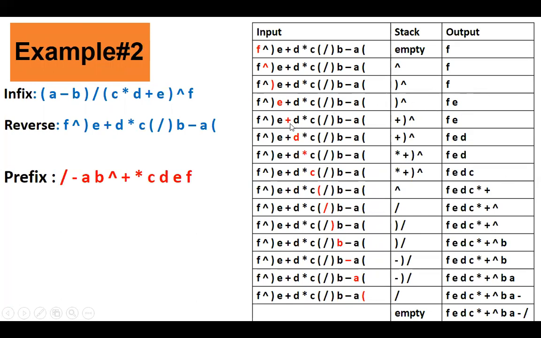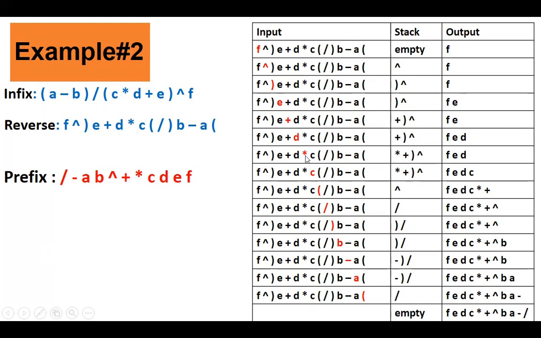Next, what you read is an operator, that is plus, right? Now, what is on the top of the stack? Top of the stack is a closing bracket. Whenever there's a closing bracket on the stack top, just push in whatever operator you come across. So plus is pushed onto the stack. Output remains unchanged. Next, what you read is D, which is an operand. Just add it to the output. There is no change in the stack. D is added to the output.